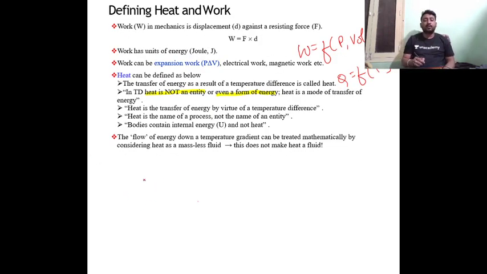So what do you mean by this? In thermodynamics, heat is not an entity or even a form of energy. We don't say that in thermodynamics. What is heat then? Heat is a mode of transfer of energy which occurs due to the difference in temperature. Due to the difference in temperature, the flow of energy occurs, and that energy is called heat here.